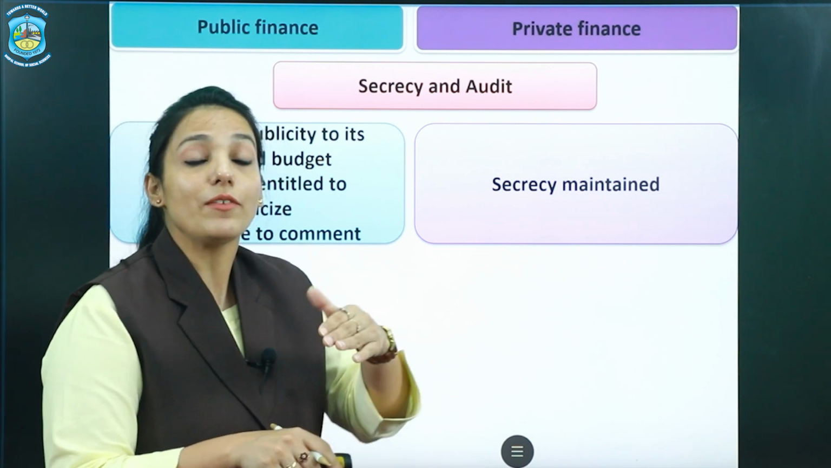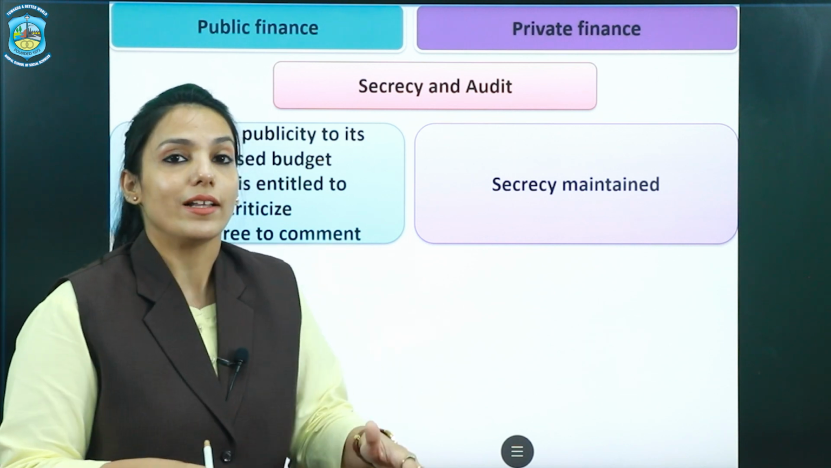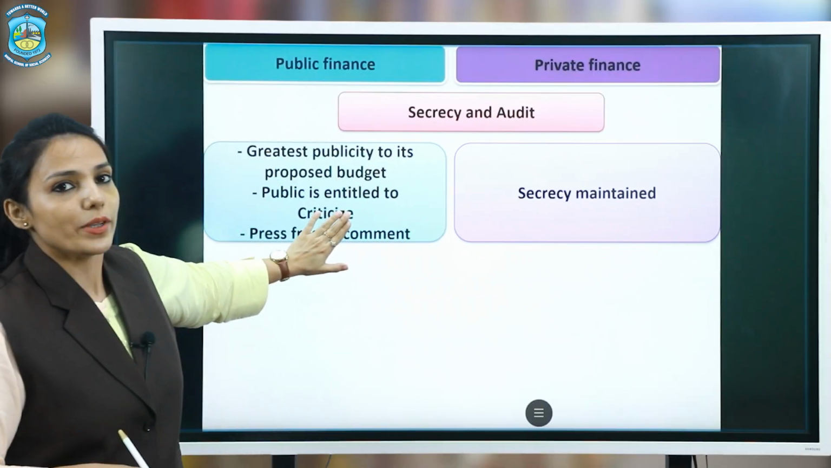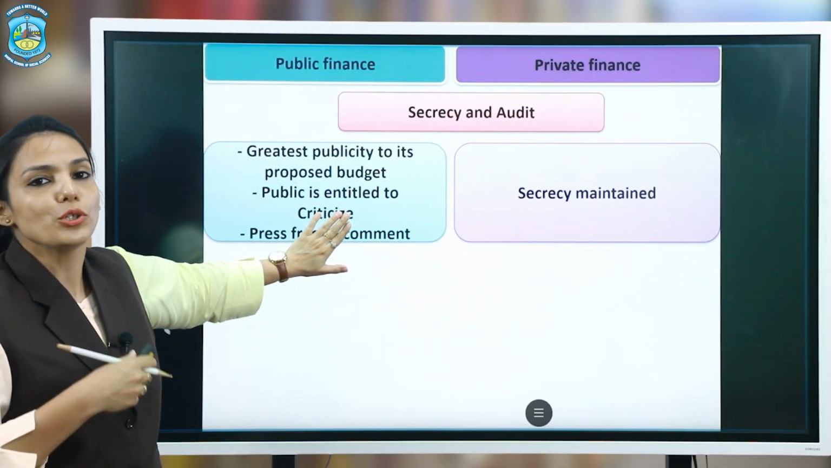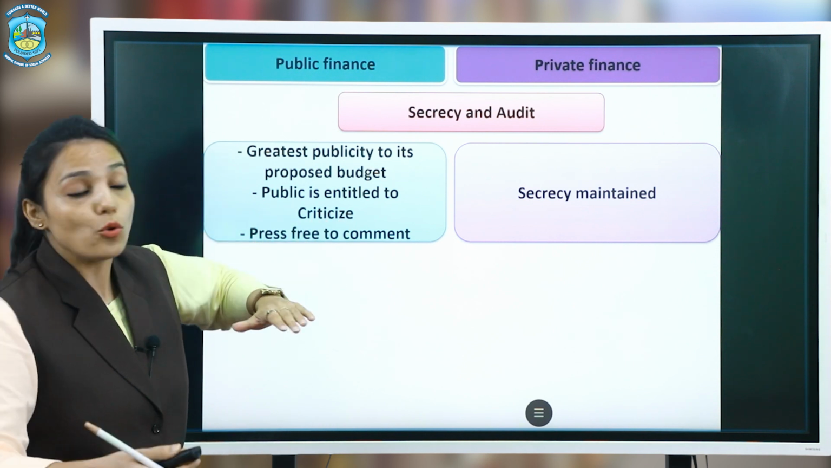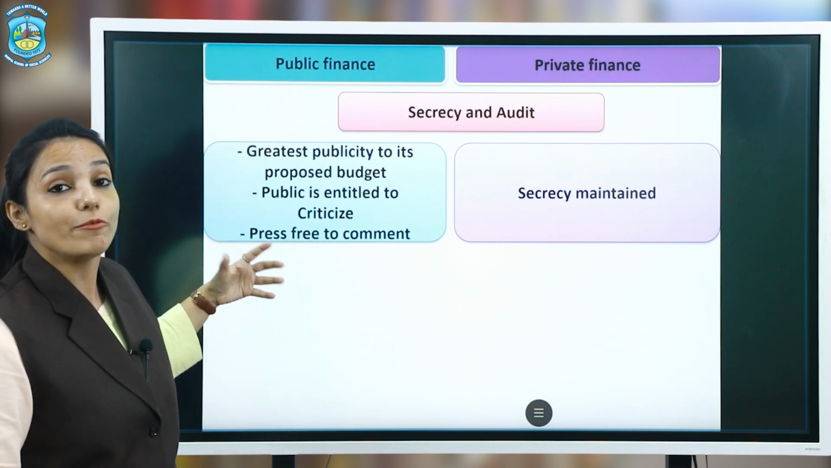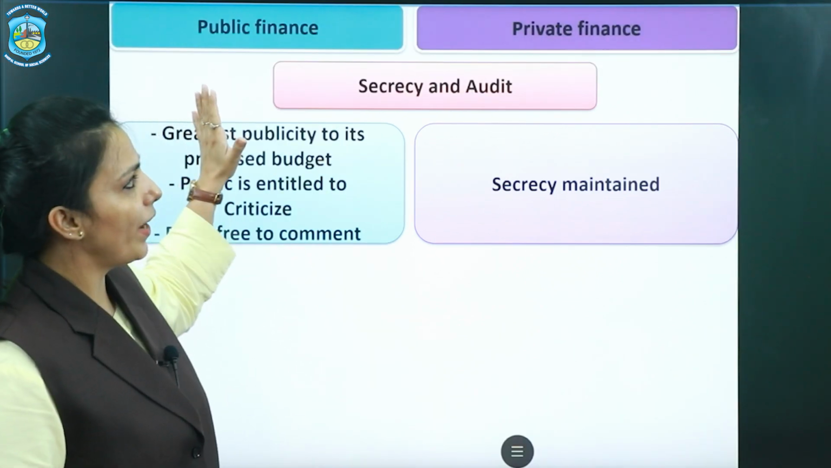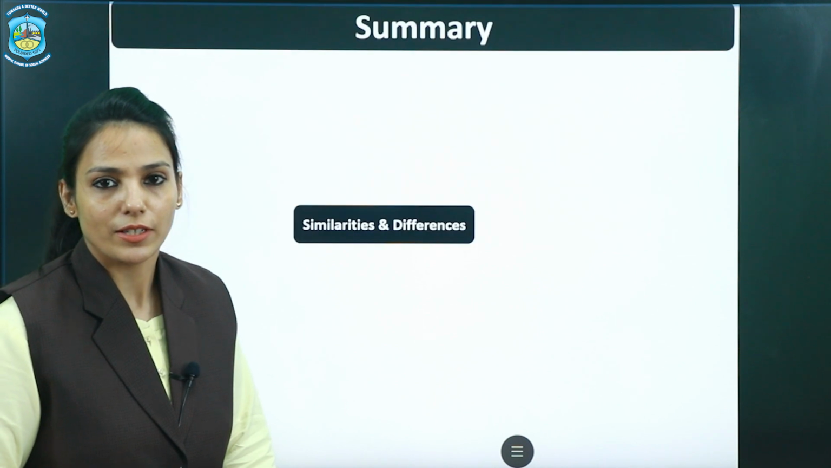The same goes for firms. They do not tell how much is their profit, how much they are investing. But government, on the other hand, gives huge publicity annually. They are open to criticisms. Press are free to comment. So this is the last difference between public finance and private finance.